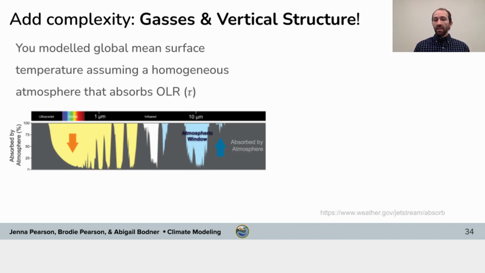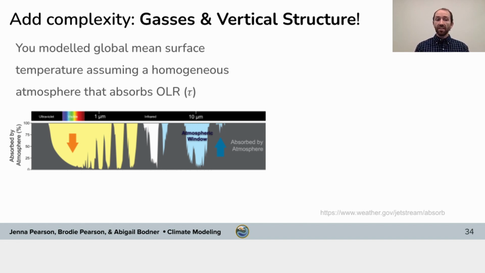Now we know that the atmosphere has vertical complexity too, for a couple of reasons, and in this particular tutorial we're going to be adding in the elements of gases that vary with height and their different radiative properties. So far you've been modelling the global mean surface temperature assuming that the atmosphere is homogeneous, that is the same everywhere and at all heights, and the atmosphere just absorbs outgoing long wave radiation with a fraction governed by a single parameter, tau, transmissivity. But we know the picture is more complicated than that.